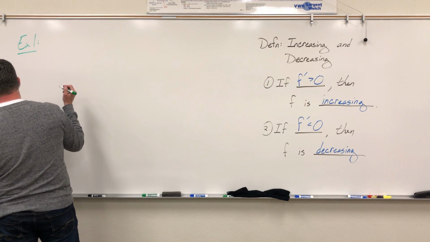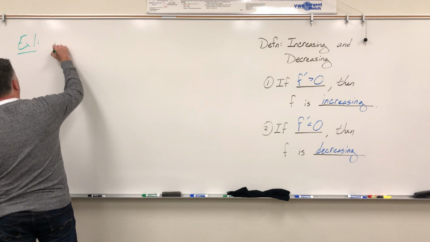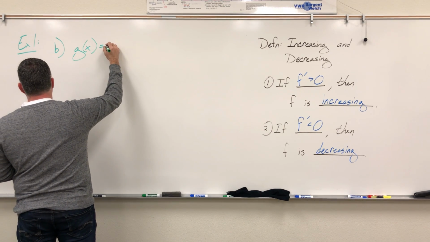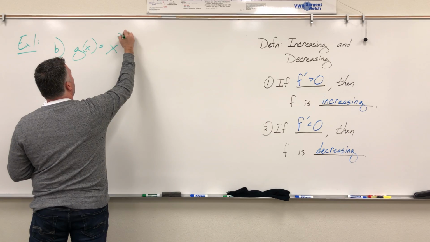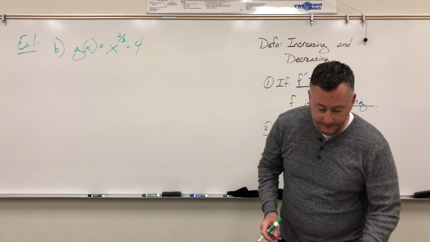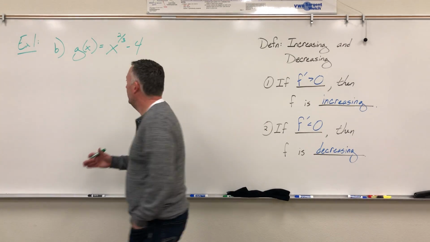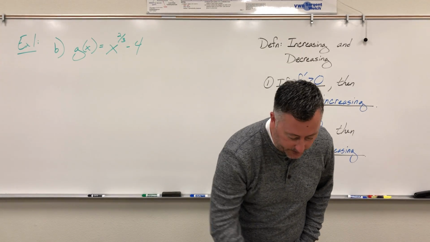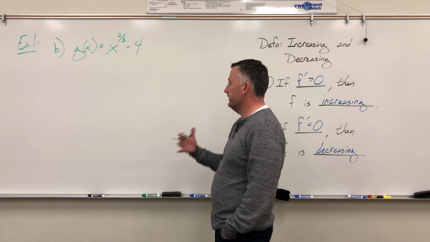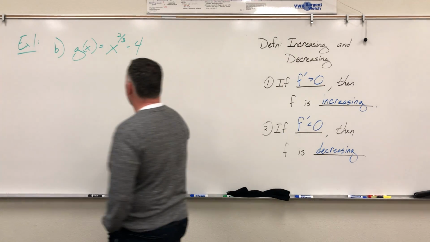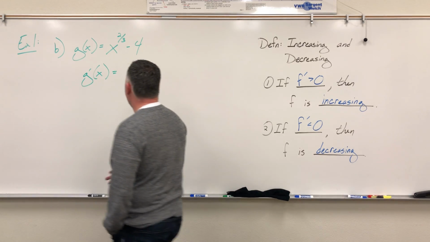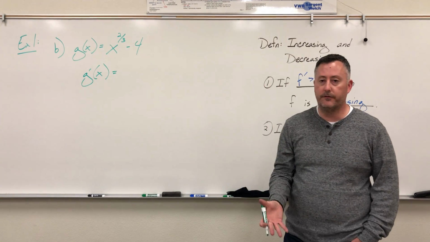So let's look at part B. g of x is equal to x to the 2/3 minus 4. Okay, so we're going to find the critical numbers of each function, if any, and then find the open intervals where the function is increasing and decreasing. So for the critical numbers, we have to take the derivative, set it equal to 0, and then solve for x.